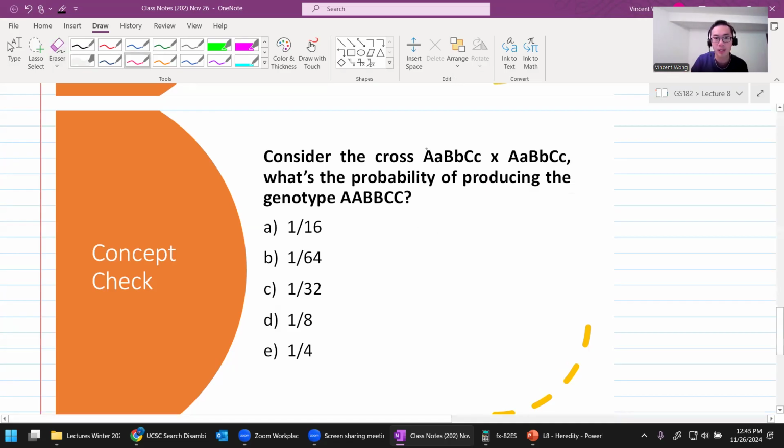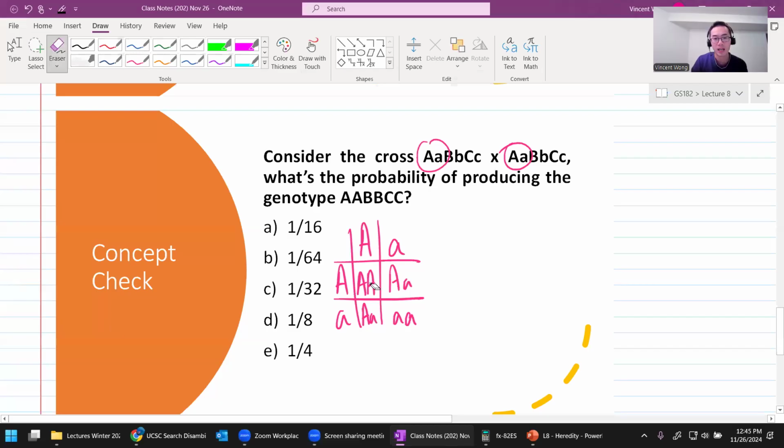So instead, what you do is you just look at each gene individually. So if you do big A, small a, big A, small a like this, and you do the Punnett square. I mean, you should probably have this memorized by this point. And we're looking for big A, big A. That's what the question asks. So what's the probability of getting big A in this case? Well, it's 1 out of 4, right?